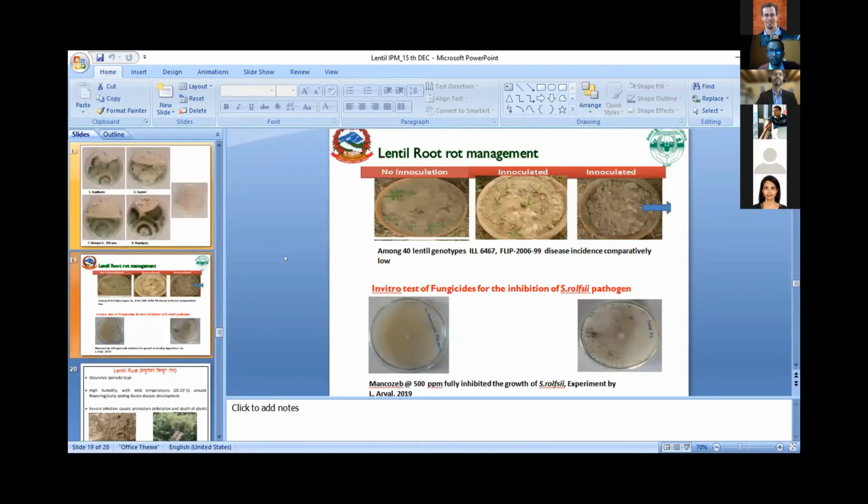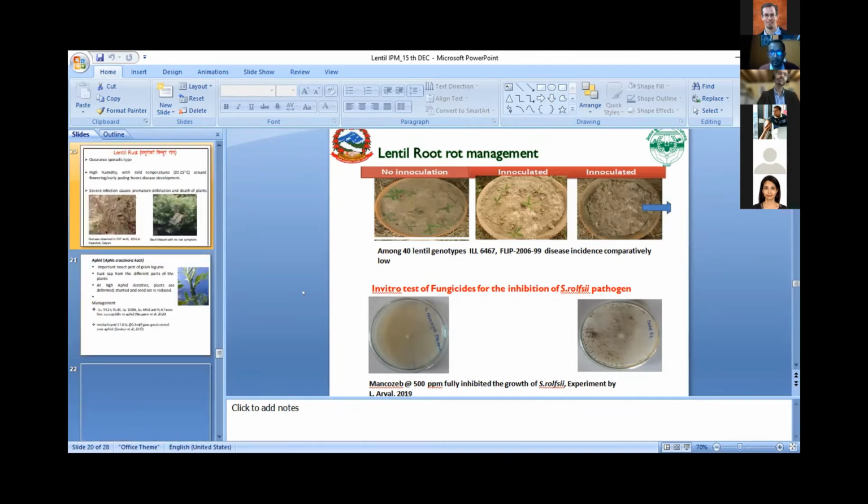And this is lentil root rot management. It is very difficult to identify a source of resistance against collar rot or root rot disease. But IL6467 and FLIP have shown a low level of disease incidence compared to other genotypes. And this is the in vitro test of fungicides against the Sclerotium rolfsii pathogen. Mancozeb at 500 ppm has given good inhibition against the Sclerotium rolfsii pathogen.